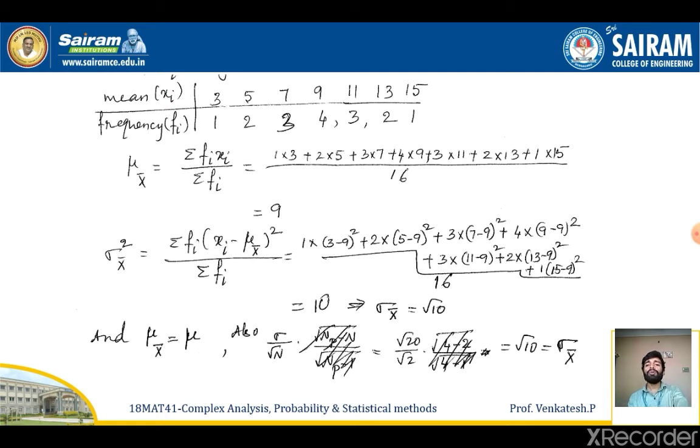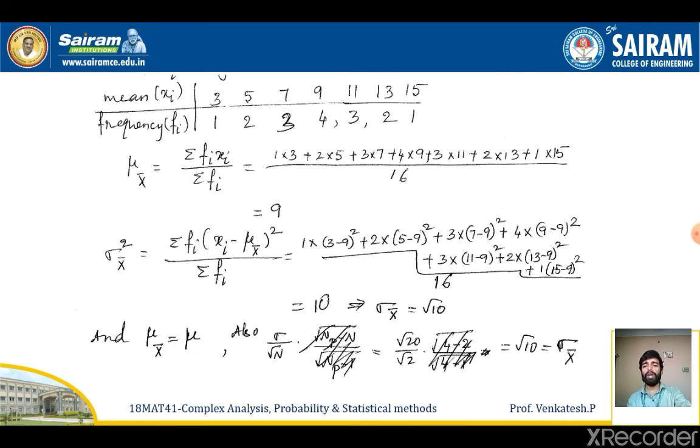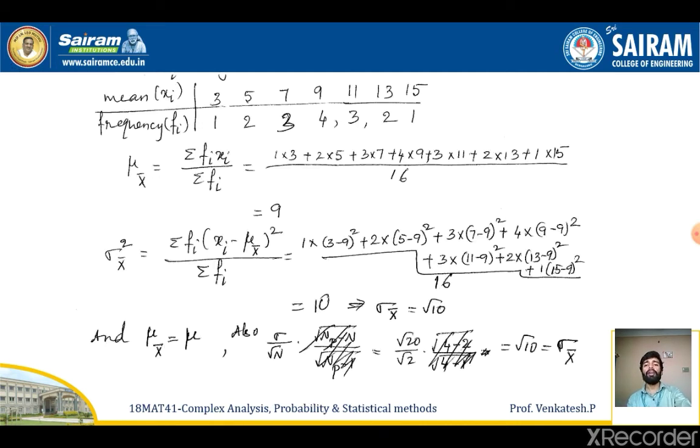The value 3 occurs only once, so the frequency for 3 is 1. Similarly, 5 occurs twice, so the frequency for 5 is 2. The frequency for 7 is 3, for 9 the frequency is 4, for 11 the frequency is 3, for 13 the frequency is 2, and for 15 the frequency is 1.